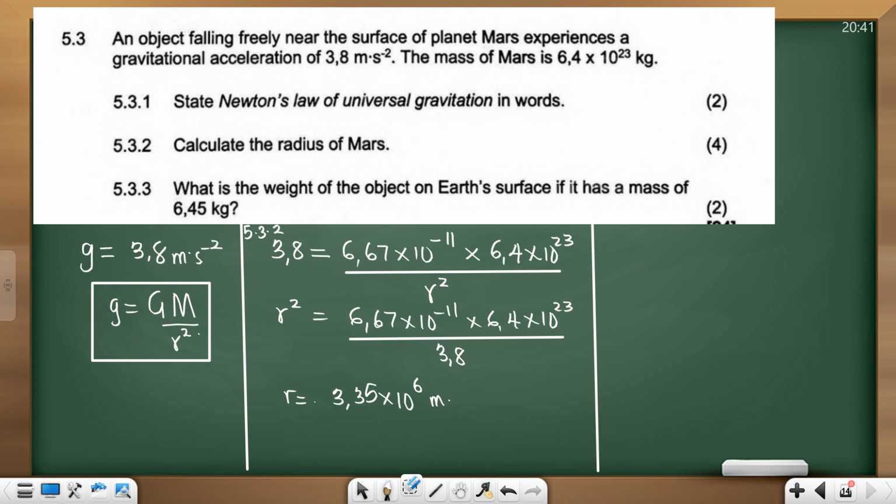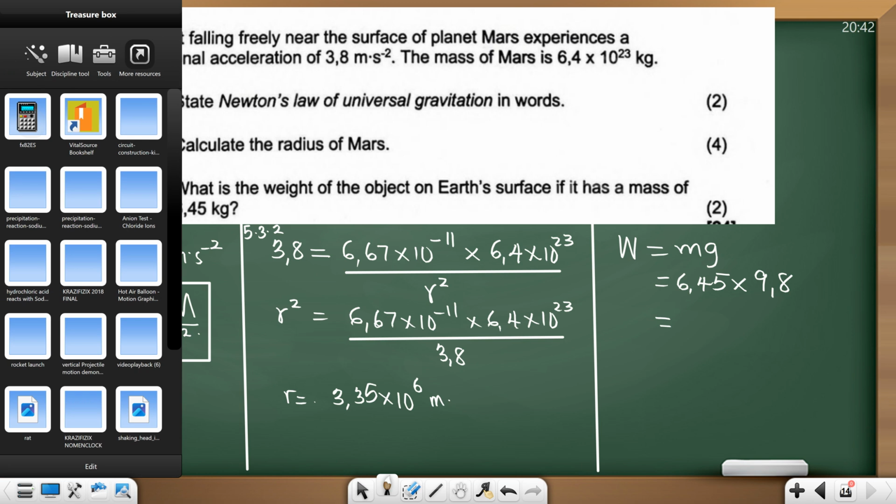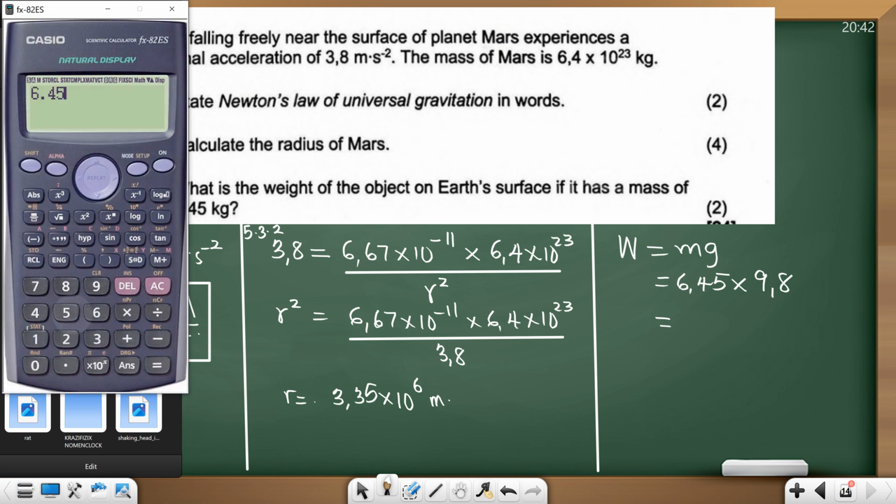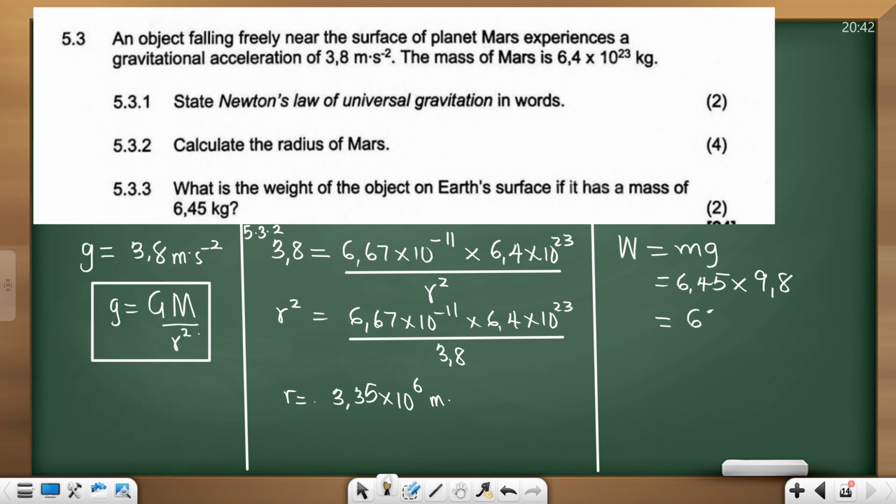All right, what is the weight of the object? How do we get weight? On the Earth's surface, mg. But since it's the Earth's surface, we are not using 3.8. It is 9.8. The 3.8 is on that other planet. Let me just do this one because I don't want to argue with answers. 63.21. I don't want to argue with answers.